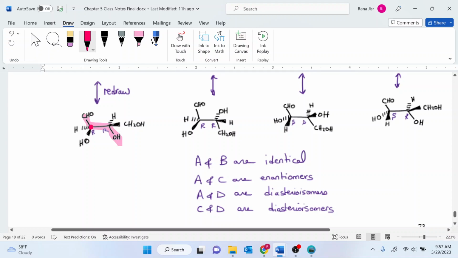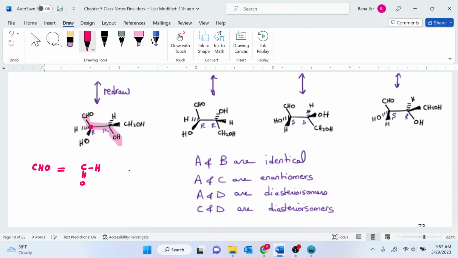So for this chiral center here, I do have an oxygen that is connected to a carbon, and then a carbon and an oxygen here. So I know that the CHO is exactly the same as a C double bond O and the hydrogen. And that is the same as a C connected to two oxygens, and an oxygen connected to two carbons. And definitely I have a hydrogen on this carbon. The hydrogen is here.